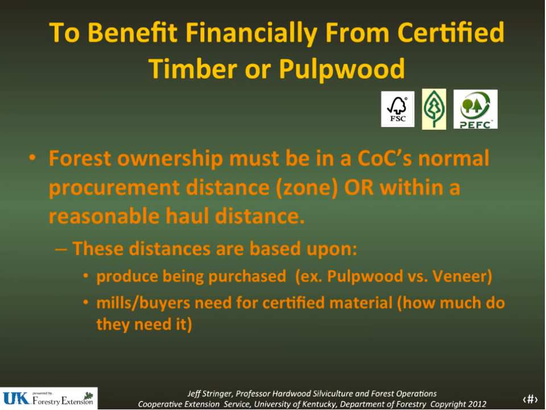Now, this may seem obvious, but it's worth bringing up that the forest ownership must be within a chain of custody's normal procurement radius or distance, so your normal procurement mileage or whatever that might be, or within a reasonable haul distance. And I'll talk about that a little bit more in a second. So these distances that a mill can procure material and bring it in are based on the product that's being purchased. I think everybody understands that veneer logs can be shipped hundreds of miles on a truck.